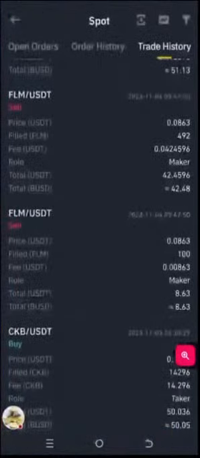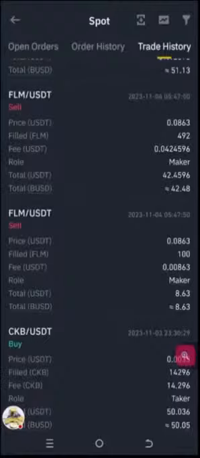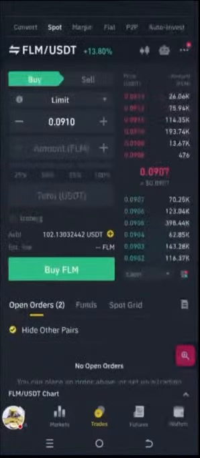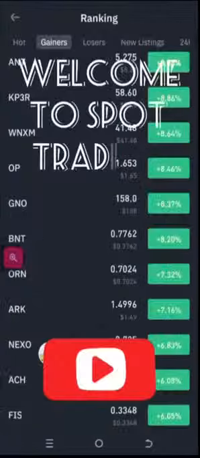It got sold at 5:47. So if you look at it, that's about how many hours? 10 hours. This trade took 10 hours. Of course, 5 hours out of it was sleeping. Okay. So that is fully done. FLM, you're executed. We made 2% on you, right? That's $1. Okay. Which one is ORN?